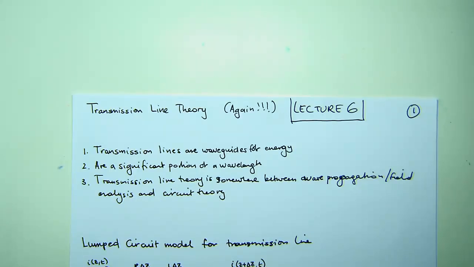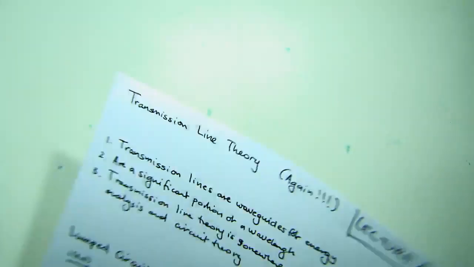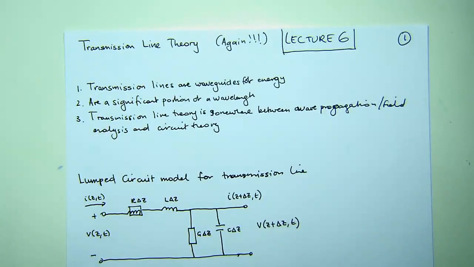transmission lines, but I'm willing to bet what you've seen is what happens when you're exciting that transmission line with a sinusoidal signal. Has anyone gone through the process of understanding or being lectured on what happens when, rather than exciting this transmission line with a sinusoid, you put a pulse on it? Have you done bounce diagrams and the like?